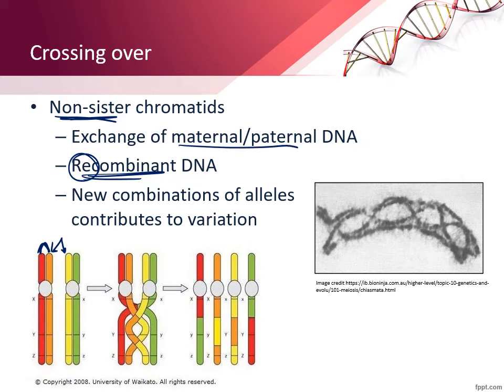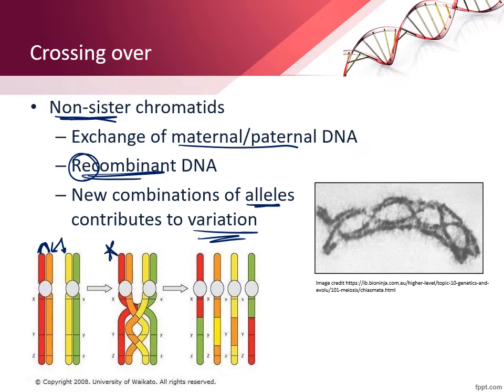We're going to exchange maternal and paternal DNA. Trading dad with dad means nothing actually changed. These new combinations of alleles on these chromatids are going to contribute to lots of variation of traits in the species. The reason that we don't all look exactly like our moms or our dads or our grandmas is, at least in part, because of this amazing crossing over.